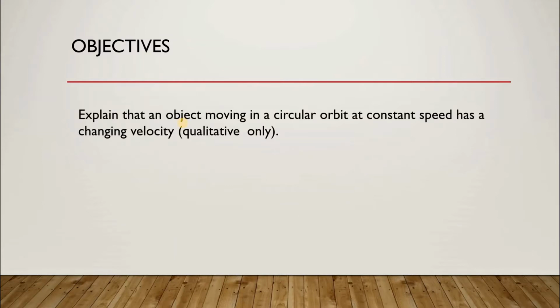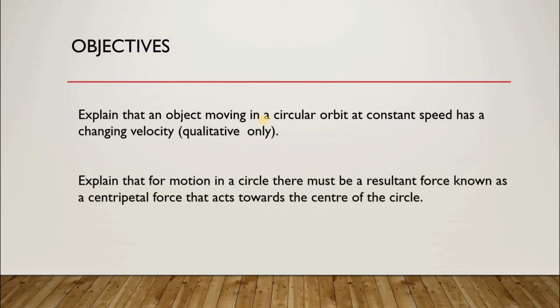So there are a couple more learning objectives to this then. We need to explain that the object moving in a circular orbit at constant speed has a change in velocity. So I'll show what that means in a second. And then also explain that for motion in a circle, there must be a resultant force, known as the centripetal force, that acts towards the centre of the circle. So they're the three main objectives from this week.